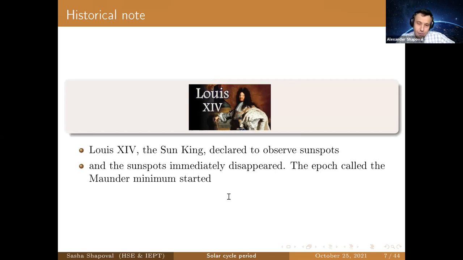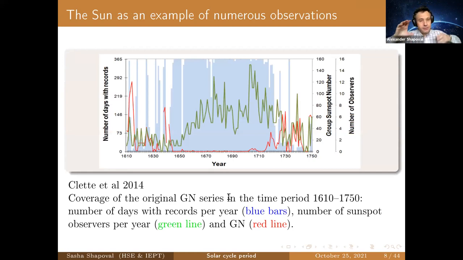It was Louis XIV, the Sun King, Roi Soleil, who declared to observe sunspots. And you know what happened at the time? Almost immediately after the Sun King declared to observe them, they disappeared. And the epoch called the Maunder Minimum or Maunder Pause started. It's really very interesting that at some moment, solar activity was very, very small. It lasted for almost 100 years.